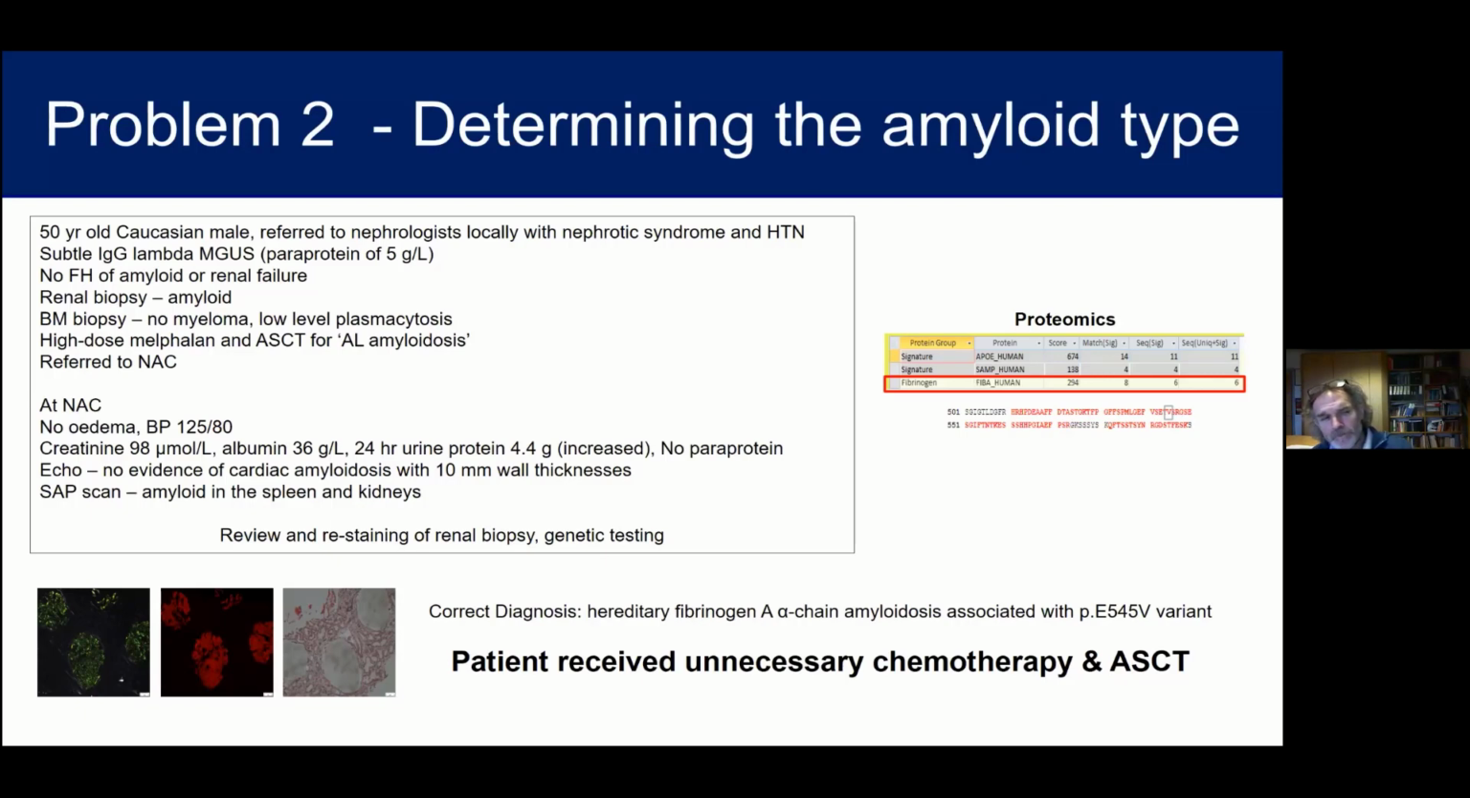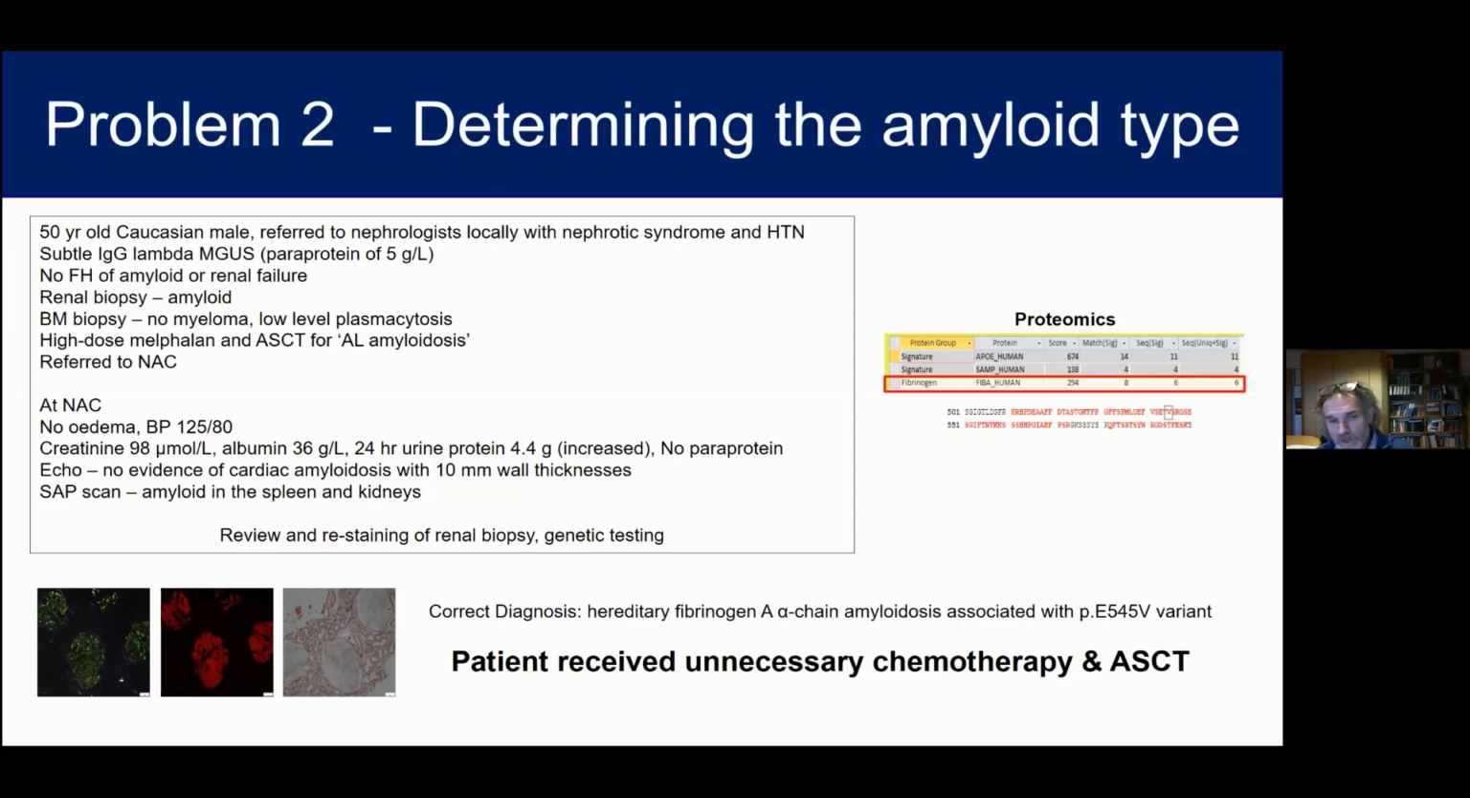We saw him about a year after his stem cell transplant, and at that time, he had a creatinine of 98, he had no edema, but his proteinuria had increased, despite the fact that he'd achieved a complete clonal response, which is pretty unusual. He had no evidence of amyloid in his heart. An SAP scan, a scan to look for amyloid in visceral organs, showed amyloid in the spleen and kidneys.